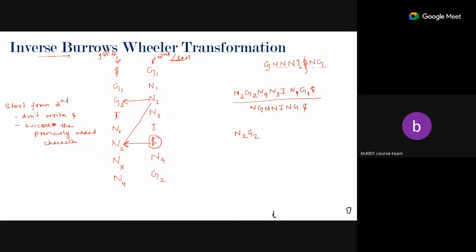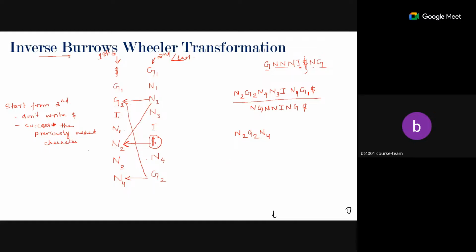Okay, so we have N2. N2 corresponds to G2 over here, so G2 will follow N2. Then G2 in the second column corresponds to N4, so N4 will succeed G2.